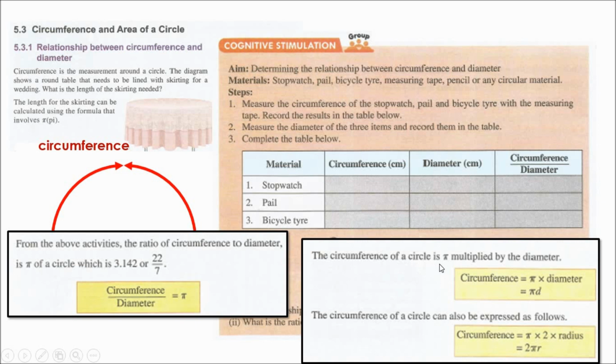Right? The circumference of a circle is pi multiplied by diameter. You have circumference over diameter equals the value of pi. Therefore, circumference is pi times diameter, or pi d. And you know that diameter is 2 times radius. So the circumference is pi times 2 times radius, or 2 pi r. So this one is the relationship between circumference and diameter.